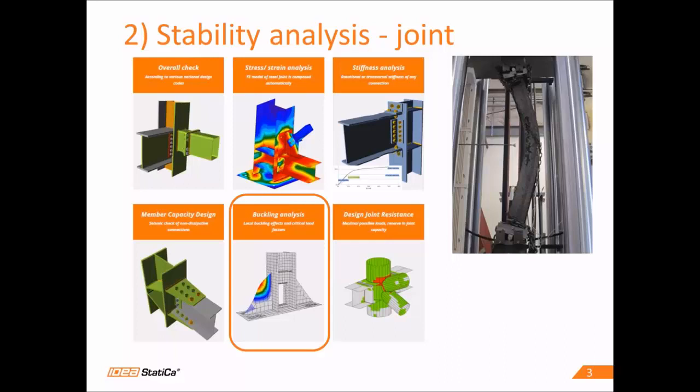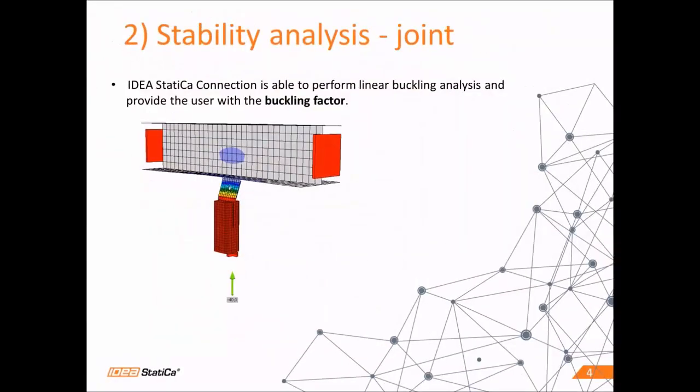So we can continue. Now my second example is about stability analysis in a joint. Our software can help you with stability analysis of your connection. Buckling analysis is one kind of analysis we provide for engineers. And IDEA StatiCa Connection is able to perform linear buckling analysis and provide the user with a buckling factor.